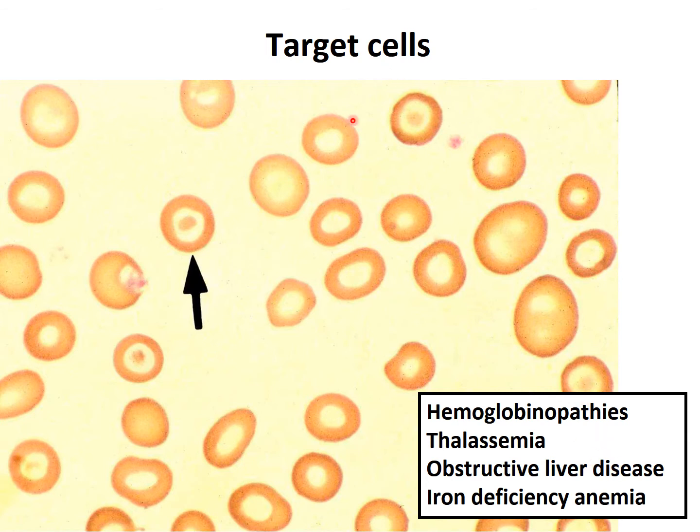Now, target cells or codocytes. These are cells with a bigger pale area in the middle of the red blood cell. Target cells mean that we have little hemoglobin content in the middle of this pale area. That can be due to hemoglobinopathies, very severe iron deficiency, or obstructive liver disease. So again, thalassemias are a very common cause and can be diagnosed immediately based on the peripheral smear.